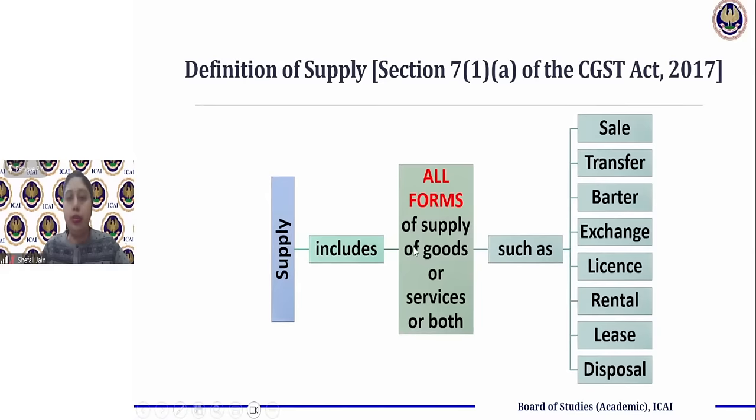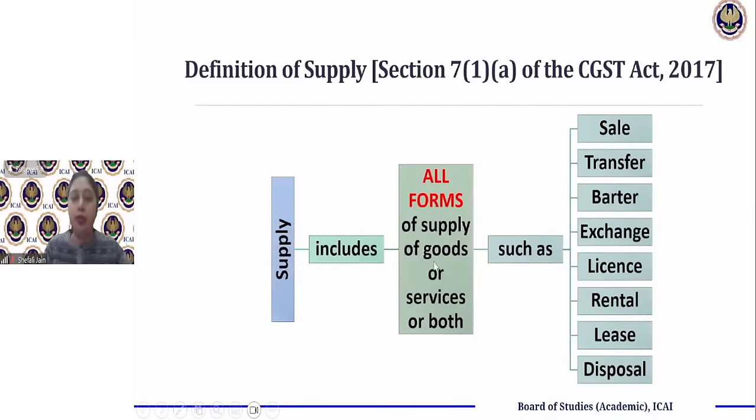Now we come to these transactions. So the first one is sale. Now these are the 8 illustrative list of supplies which is given to you, that all forms of supply. Apart from this, anything which you can think of as a supply is also a supply. It is only an illustrative list, because the words "such as" have been used before them. We say supply includes all forms of supply of goods or services or both, such as.